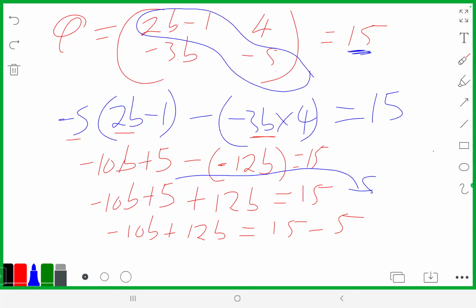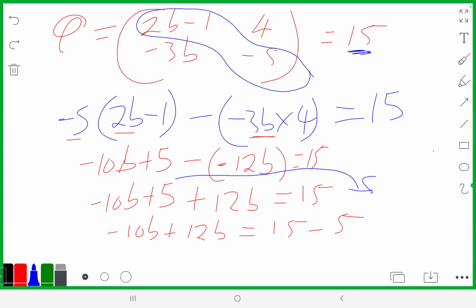So far, are we good up to here? Are we okay? Hello. Yes, we are okay. Yes. Okay, so what is negative 10b plus 12b? What is negative 10b plus 12b?